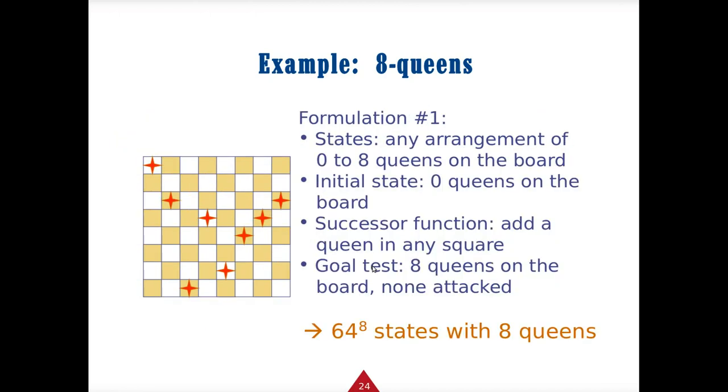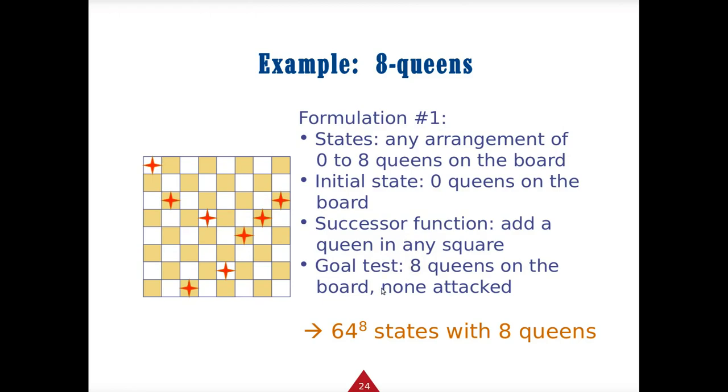And so for this state, our state is an arrangement of 0 to 8 queens on the board. Our initial state will be 0 queens on the board, so an empty board, and then we'll add one randomly, and then keep on adding to it. And then our final state is to get 8 queens on the board, where none can attack each other.